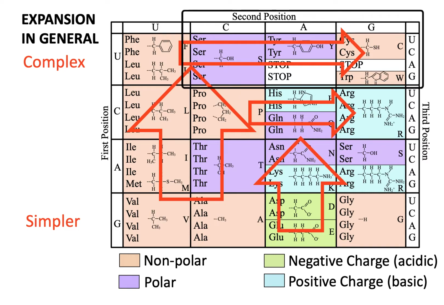And then finally, the last steps were along this top row, and especially this upper right-hand corner, where you have tyrosine, cysteine, and tryptophan, and histidine as well, which are some of the more complex amino acids that can only be produced in biological systems.